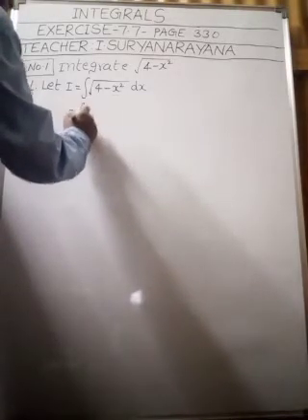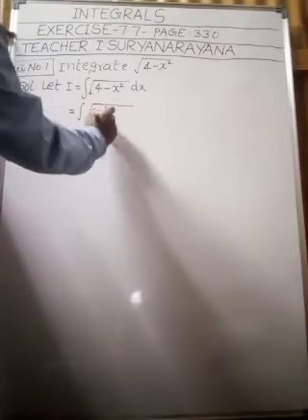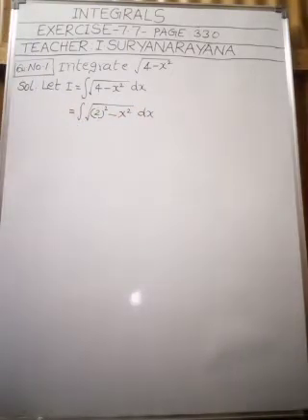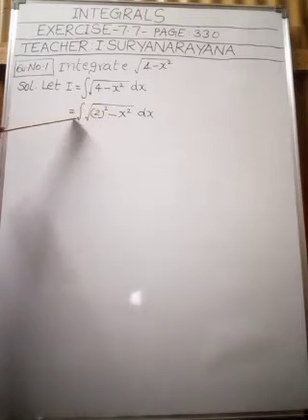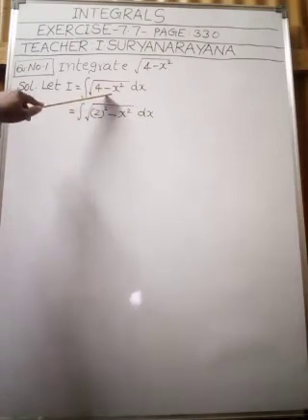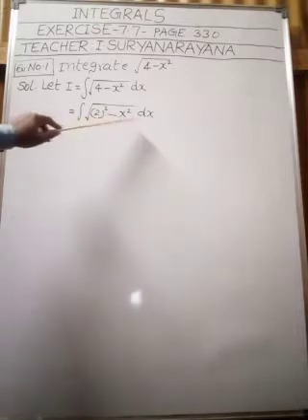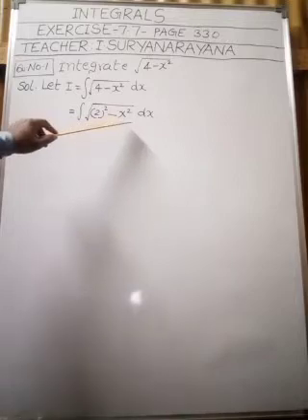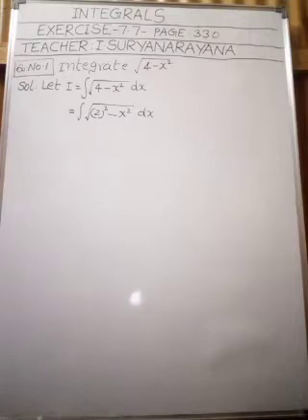So, integral square root of 2 square. 4 can be written as 2 square minus x square. Here I wrote this constant term as a square of some number. So, it is in the form of integral square root of a square minus x square. The given function is converted into integral root of a square minus x square dx, a standard integral, where a is equal to 2. X means x only. Okay, my children.